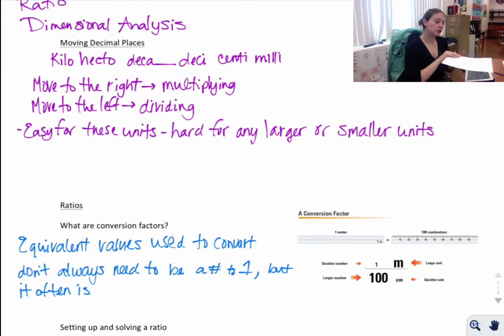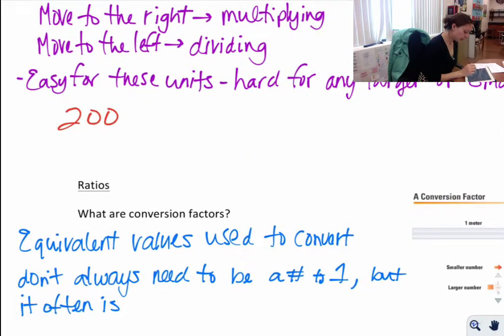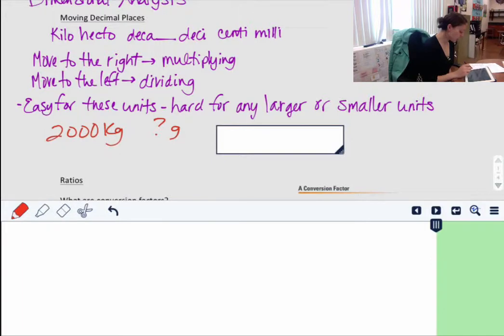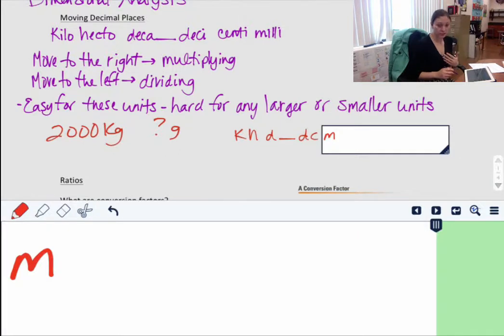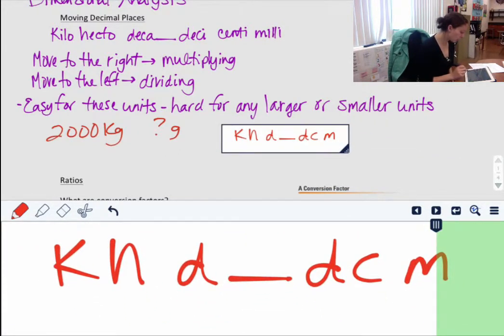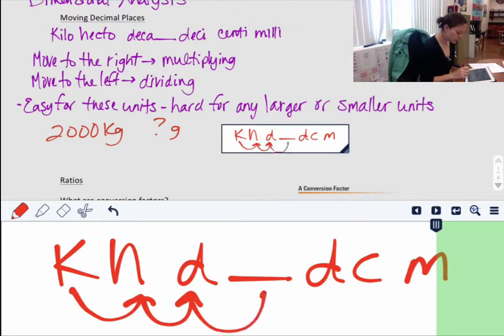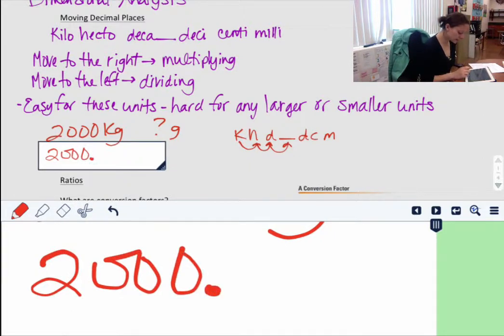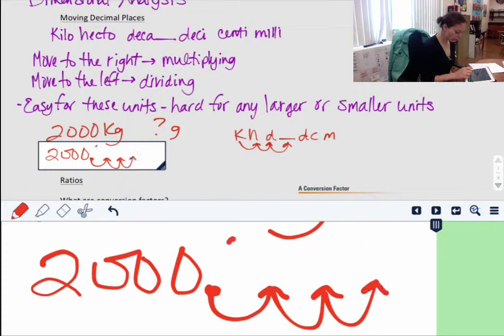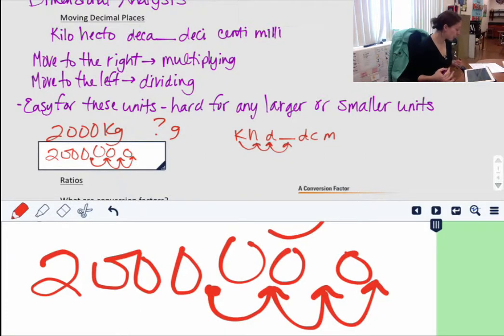Okay, so let's look at an example. Say I want to take 2,000 kilograms and convert that into grams. Using this method, I would say KHD blank DCM. Remember, the blank is whatever the base unit is. In this case, the base unit is grams. I'm starting out with kilograms and I want to go to the base unit, so I go 1, 2, 3. I want to move my decimal place 3. So I take my 2,000 and go 3 more places to the right. Basically, you are multiplying by 1,000.